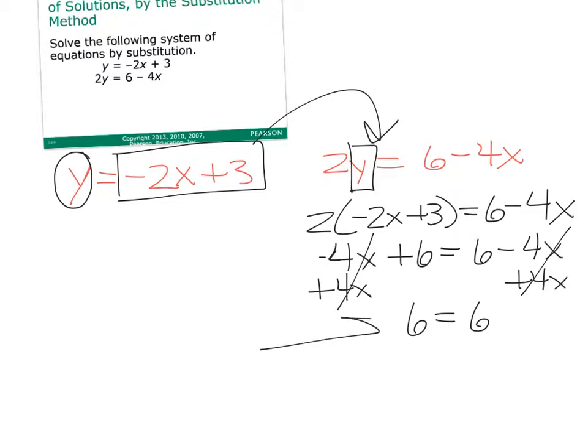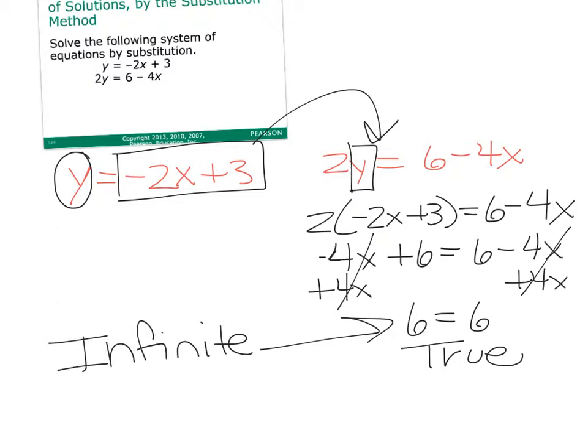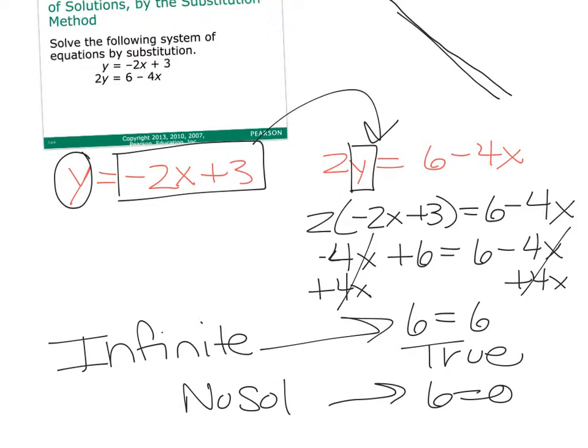So what you have to do is look at your final line here. What you have is 6 equal to 6. If this is a true statement, which it is, 6 does equal 6, that means you have infinite solutions. So if you were to look at the graph, this would be one of those situations where the lines are graphed on top of each other and they intersect each other in infinitely many places. If you would have gotten a false statement like 6 equals 0, then that would have meant that there was no solution and that you were dealing with parallel lines. We'll look at one of those examples later.